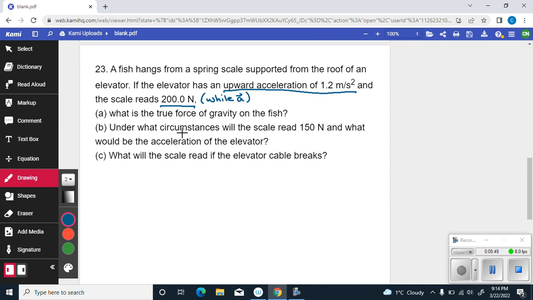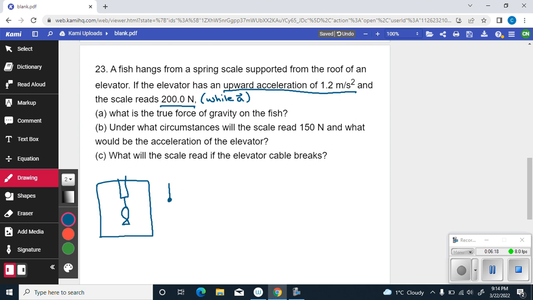So under what circumstances? What's the elevator doing? Is it speeding up, slowing down, going up, going down? I don't know. And what would the acceleration be? And then what would the scale read if the elevator cable breaks? Oh no. Okay, one step at a time. What is the true force of gravity on the fish? I don't know. Let's think about what we know. There's my elevator. We said the spring scale is from the roof, so there's the scale. And then, forgive me, I am not an artist. There's my fish.